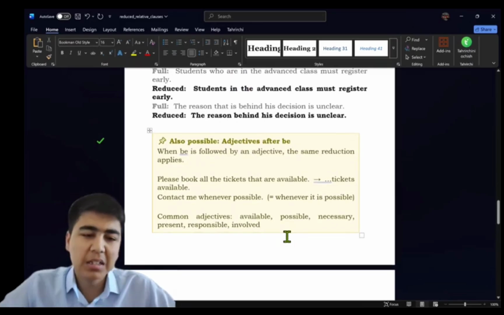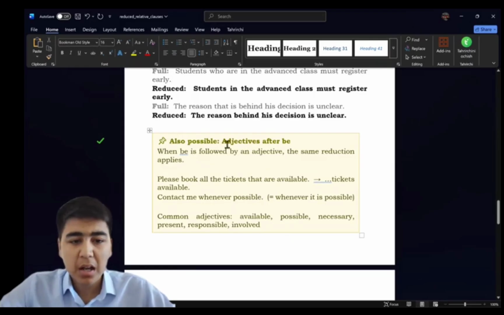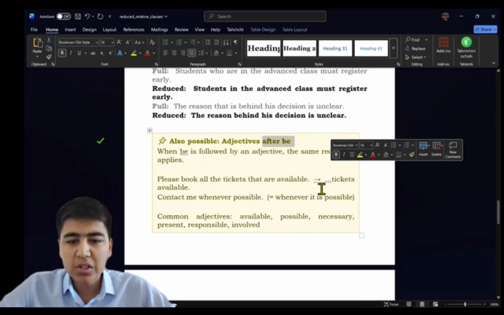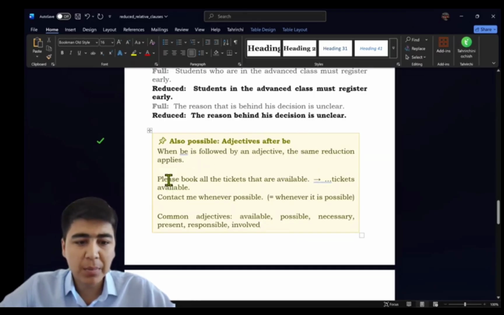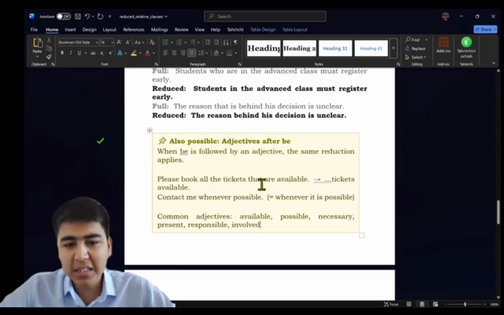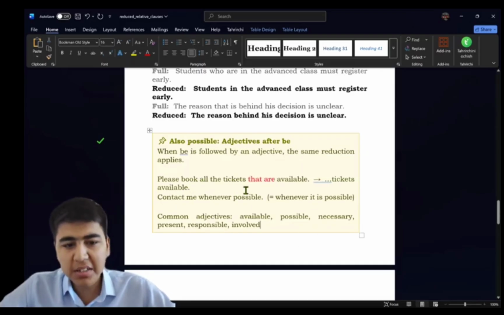So next, let's not read lots of examples. Just pay attention to this rule here. Also possible, adjectives after to be, the verb to be. So when to be is followed by an adjective, the same reduction applies. For example, please book all the tickets that are available. Here we delete this part. So please book all the tickets available.